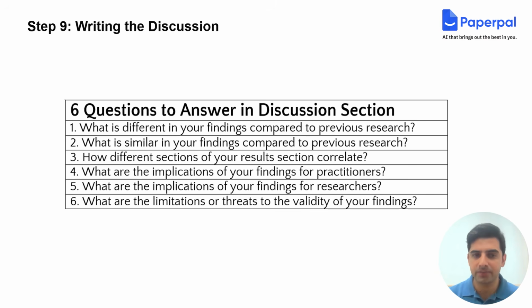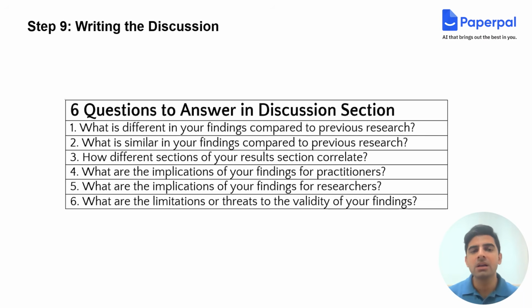The first one is that you have done research, so what is different in your findings as compared to the findings of previous research? The second one is what is similar in your findings compared to the previous research? The third one is how different sections of your results section correlate. So if you have sections 1, 2, 3, try to have a holistic view of them. Do they correlate in some way? Can we extract more insights from that?